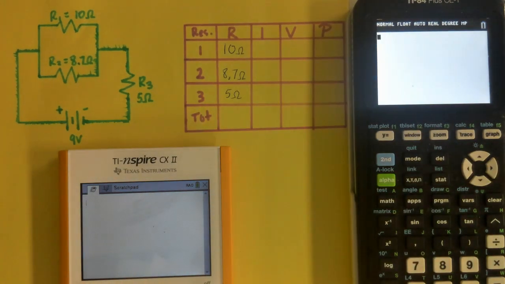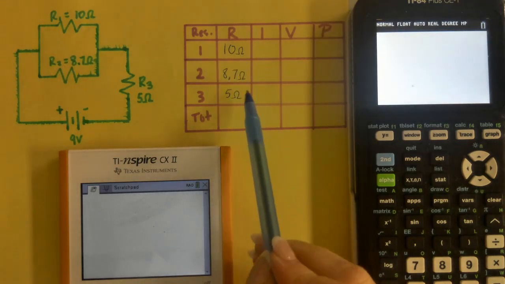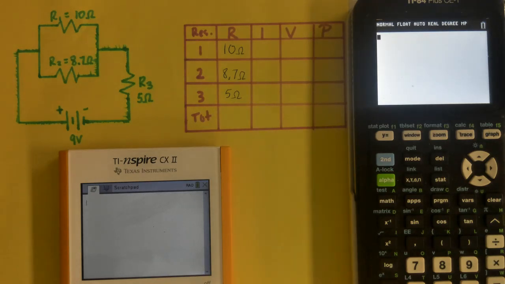And again, this is a good place to start. So I have my resistors, my 10 ohm, my 8.7 ohm, and my 5 ohm resistor. And we're just going to work through this problem and fill out this entire table for this combination circuit. Whenever you are solving this, we're going to start by getting the total resistance of the circuit.